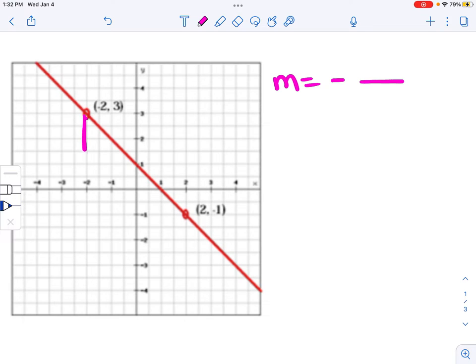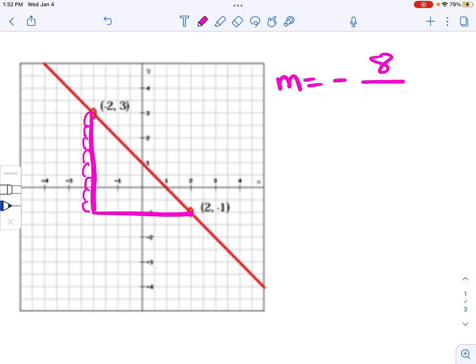Then, how far up and how far over? So I go up 1, 2, 3, 4, 5, 6, 7, 8. I go over 1, 2, 3, 4, 5, 6, 7, 8. And when I simplify that, I get -1.